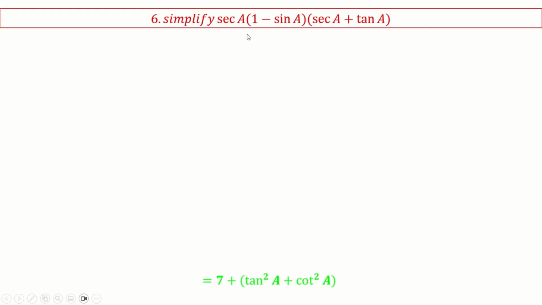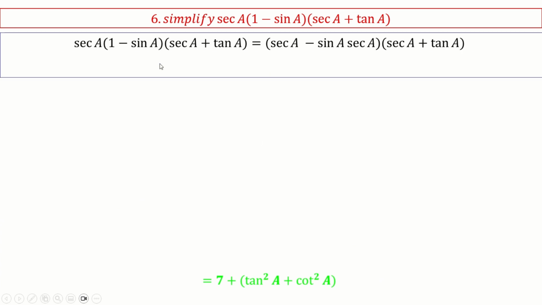Simplify secant A into (1 minus sin A) into (secant A plus tan A). Okay, this is pretty simple. You first take secant A inside. Then if you multiply, I get secant square A minus tan square A, because sin A divided by cos A is tan A. So it is (a plus b) into (a minus b), which is a square minus b square. So secant square A minus tan square A is nothing but 1.